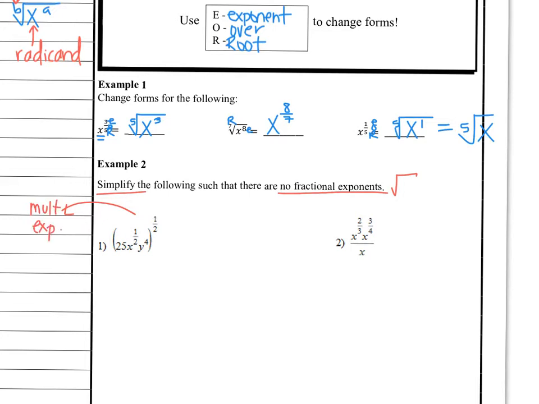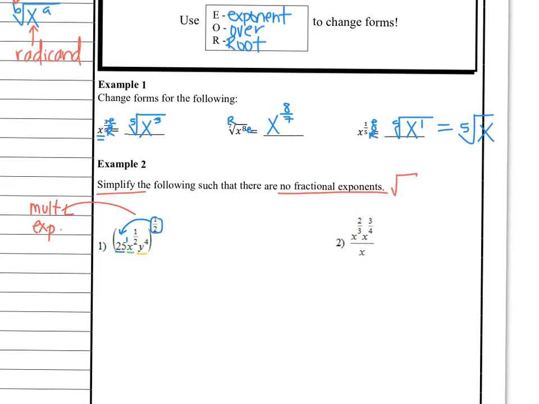So what I'm going to do is distribute this 1/2 to all terms inside. There's actually three separate things that I have to distribute it to. I've got the 25, I've got the x to the 1/2, and I have the y to the 4th. So I have to distribute this and multiply it by the exponent of all three of these. So this is really 25 to the 1 power.